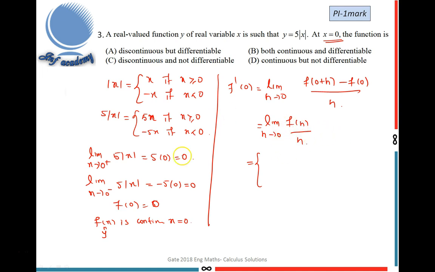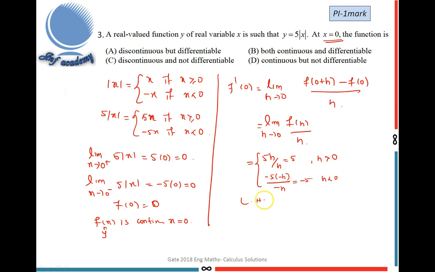Here for h greater than 0, the function is 5h. 5h by h is equal to 5. This is for h greater than 0. Next, for h less than 0, the function is minus 5h, so minus 5h by h is equal to minus 5. This is the case h less than 0.